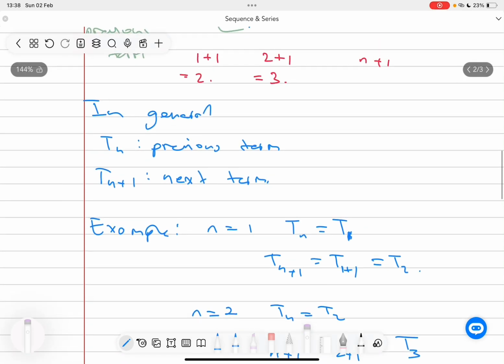So this is to say that when you see Tn, you can look at it from the perspective that it is the previous term, and when you see Tn plus 1, you can look at it from the perspective that it is the next term. It comes after Tn.